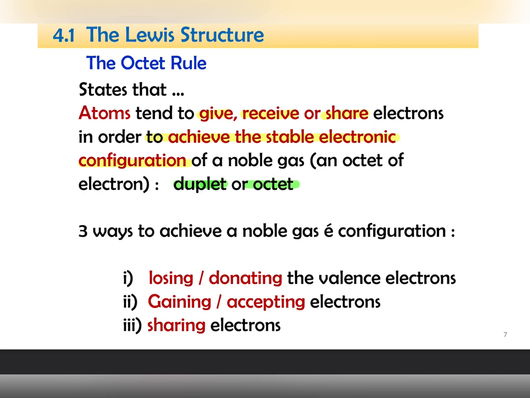Okay, so it's either dia akan capai duplet. Kalau duplet maksudnya 2 elektron lah, ataupun octet 8 elektron. Maksudnya it's fully filled and it is stable. Alright, so how does this happen? It will lose ataupun dia akan donate the valence electron, or the atom can gain or accept the electron from another atom, or it can also happen by sharing of electron.